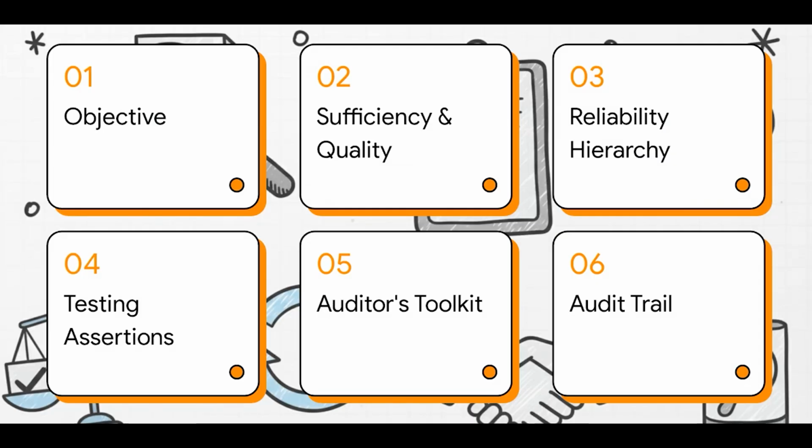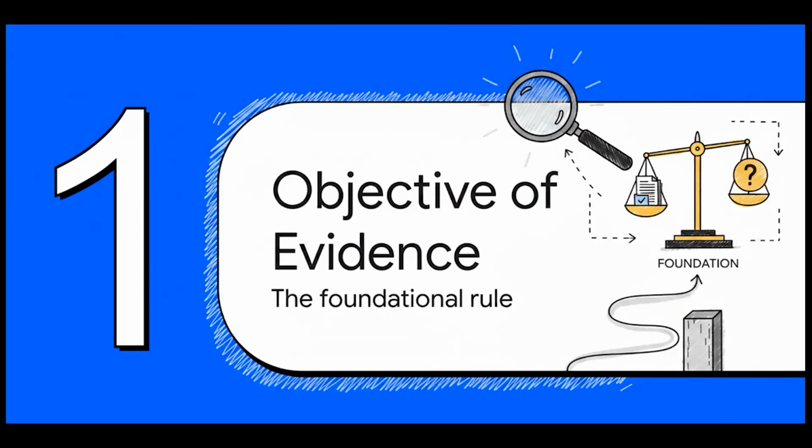Here's our mental roadmap for today. 1. The objective of evidence. 2. Sufficiency and appropriateness. 3. The reliability hierarchy. 4. Assertions, or testing the claims. 5. The auditor's toolkit. And 6. Documenting the audit trail.